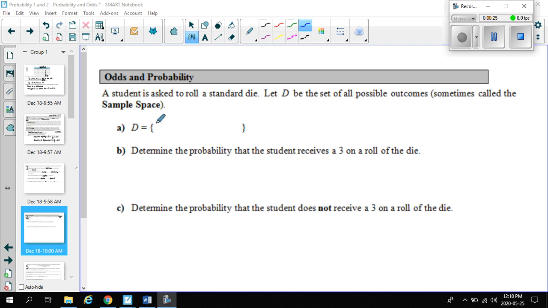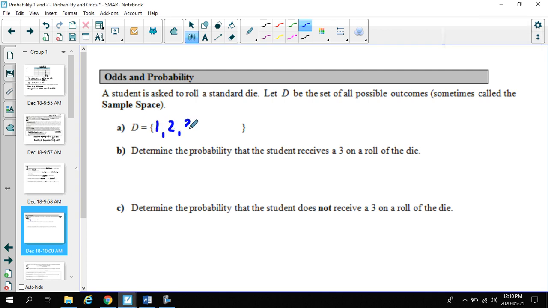So they could roll a 1, or a 2, or a 3, or a 4, or a 5, or a 6. So event D, again, is all possible outcomes that could occur. And as we talked about last time, all events are equally probable, meaning equally as likely. So determine the probability that a student receives a roll of 3 on the die. So we're calling our favorable outcome in this case the 3s.